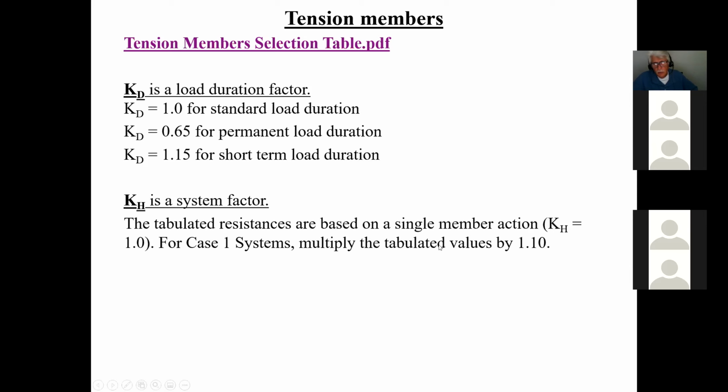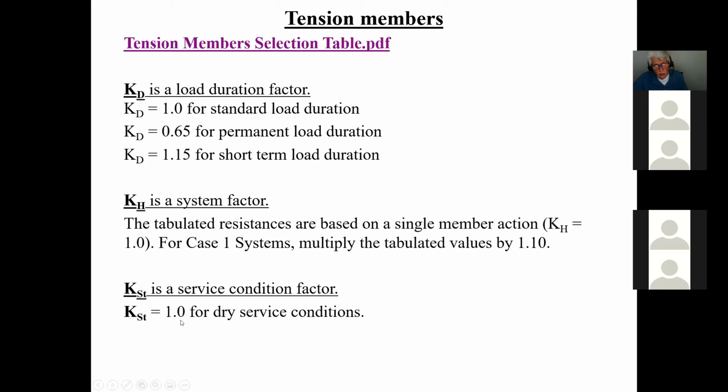Okay, for case 1, so what's this case 1 system? If you remember, we have at least 3 members that are generally parallel to each other and spaced no more than 610 millimeters apart. If that's the way that your structure is being framed, then you have a case 1 system, and you can take the values in the table and multiply them by 1.1. And then KS is a service factor, of course. For dry, it's 1.0, okay? And for wet, 0.84. So that's if you happen to have wet wood and it happens to be in tension, then it drops down to 0.84.